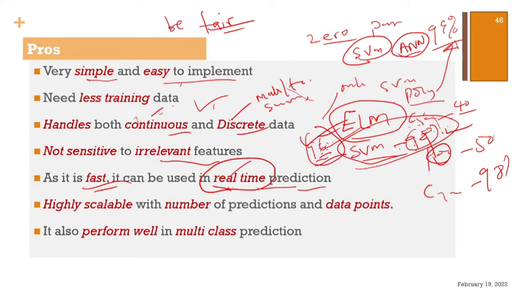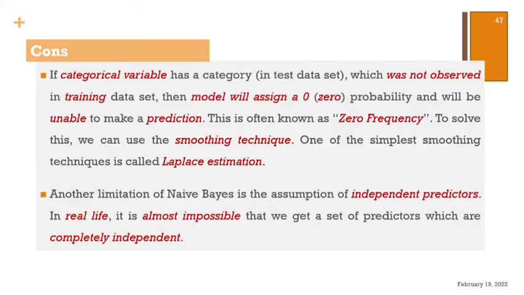It also performs well in multi-class prediction. Yeah, it's an established fact with that. It's just a matter of calculating probability for each of the classes and then the rest is history. As good as it looks, very simple. So the challenges involve the categorical variables, you see.